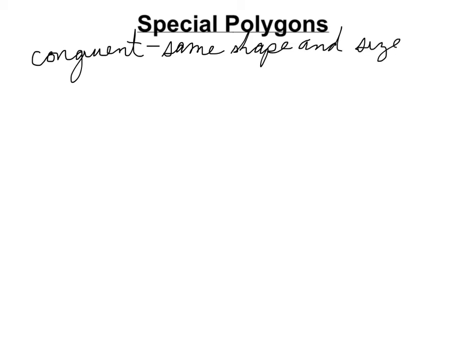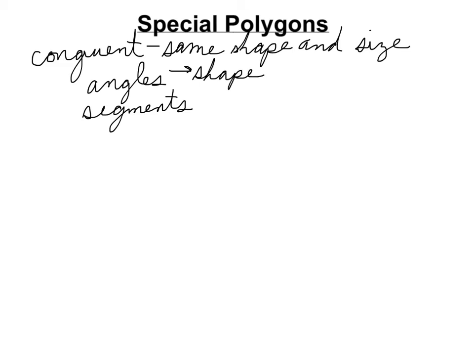Now we're going to take a look at some special polygons. Before that, we need to get some vocab terms down. And the first term we need to understand is congruent. Congruent means that two figures have the same shape and size. Now inside a figure, you're going to have angles and segments. The angles control the shape. So if two angles are congruent, it means they have the same shape. The segments control the size. So for two segments to be congruent, it means they have the same length.